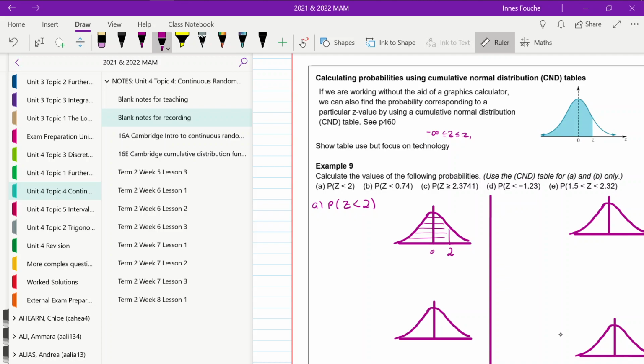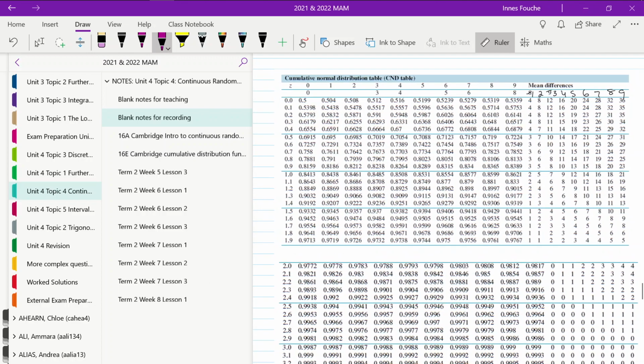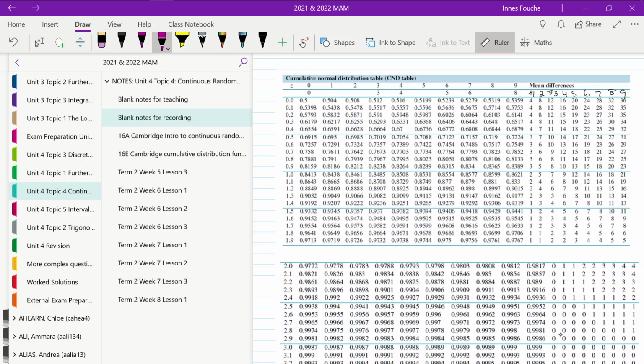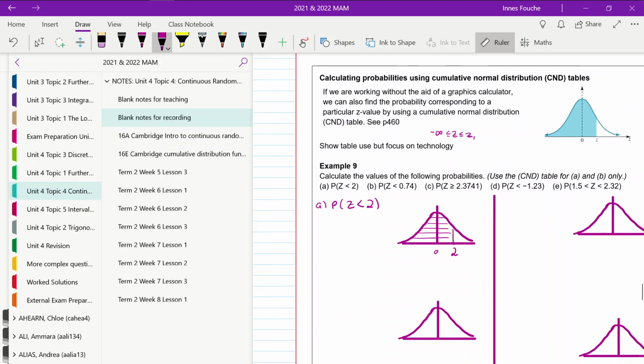Now let's have a look at these tables. For z less than 2, this column here shows me my z value. So I'm going to go down to a value of 2. Okay, now it's 2.0, so I can see 2.00 is there, 0.9772. So I'm going to say from tables, the probability of z being less than 2 is equal to 0.9772.